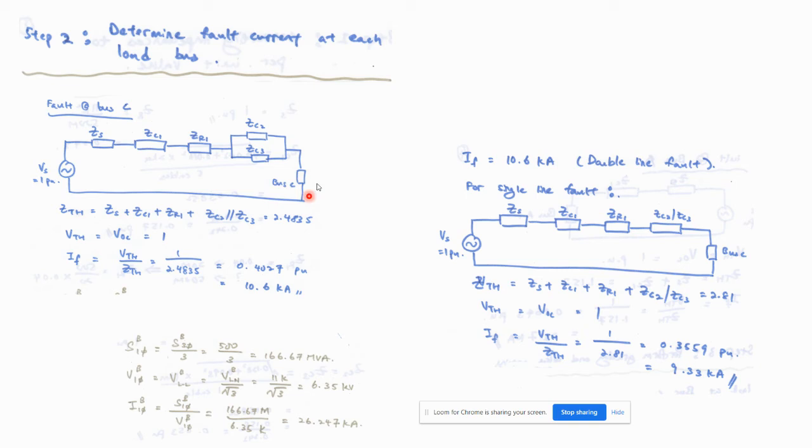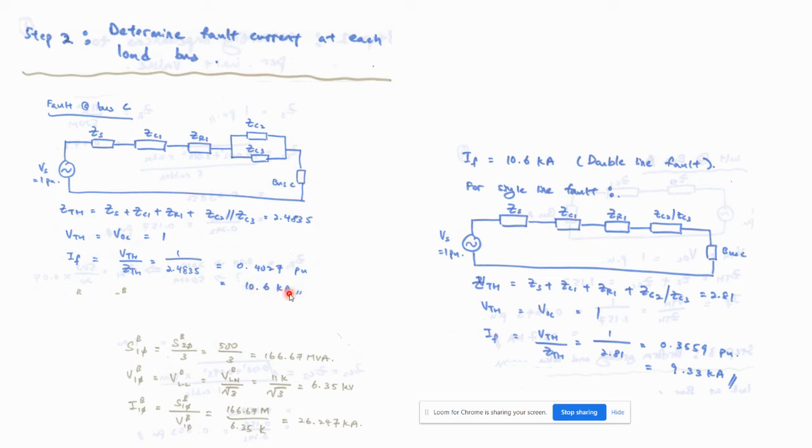Okay, and then what about the VTH? The VTH will be the V open circuit, looking into the circuit from bus C. With V open circuit, no current flowing, so these two voltage points will be equal to 1 per unit. As such, the fault current at bus C will be the VTH divided by the ZTH. So 1 divided by this, you get 0.4027 per unit, and that is equal to 10.6 kilo amp.